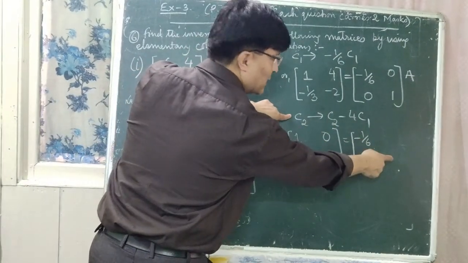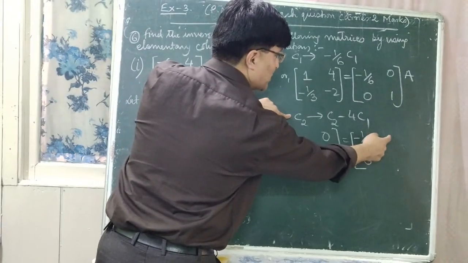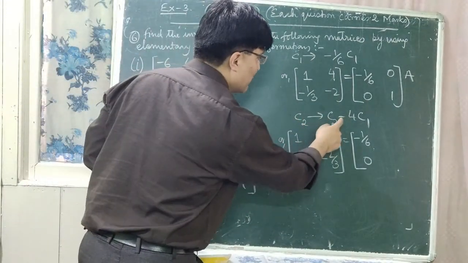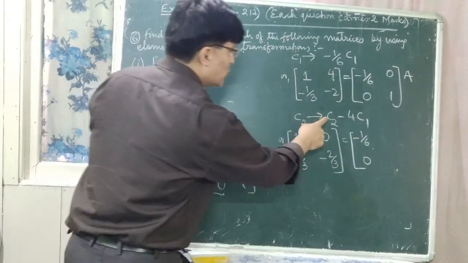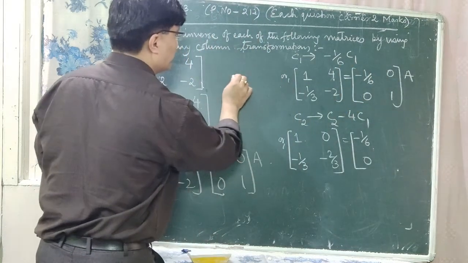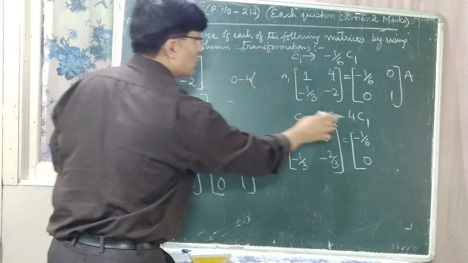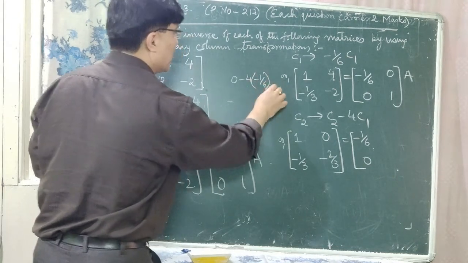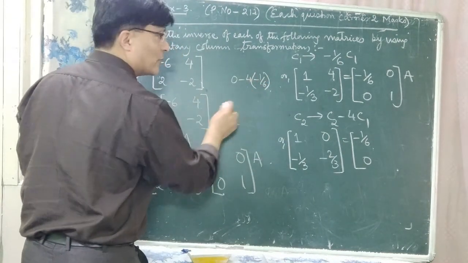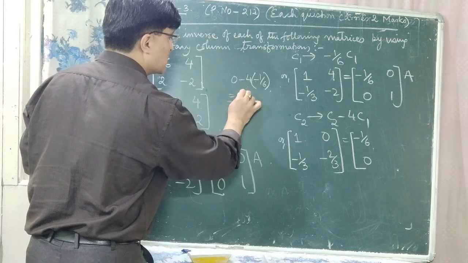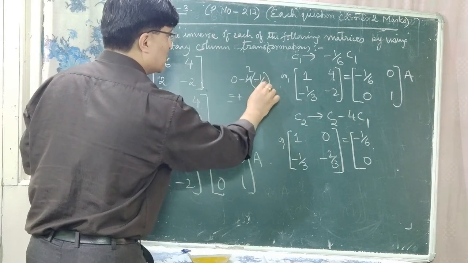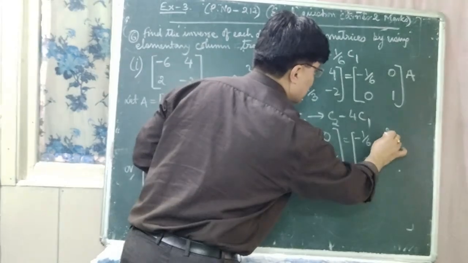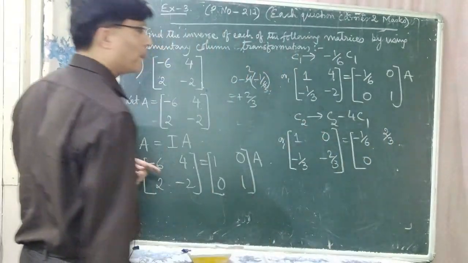Now column 2 is changing here, so the first element of column 2 will be changed. How does it change? C2 minus 4 C1. What is C2 here? That is 0. Minus 4 into what is C1 here? Minus 1 upon 6. Right? So 0 you don't have to write. So it is minus 0 minus plus. 2 2s are 4, 2 3s are 6. That means it is 2 by 3. So you should write here 2 by 3.